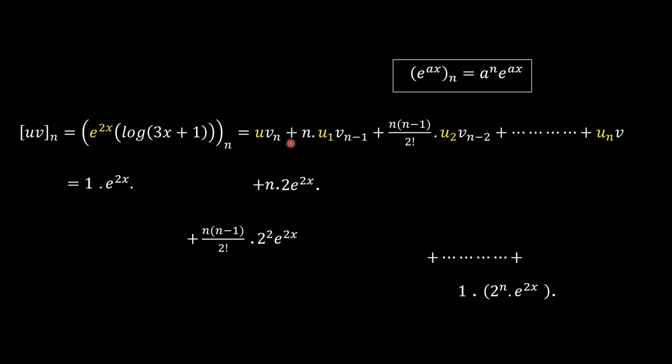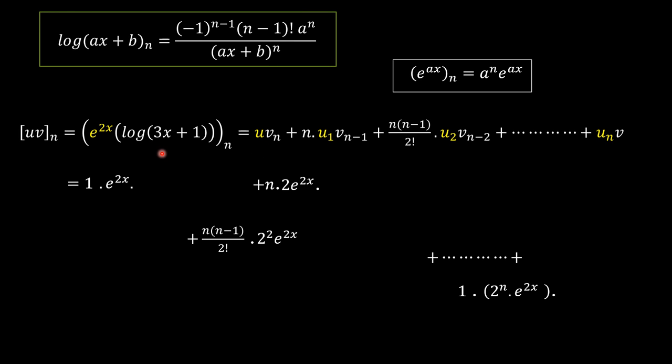Next, let me find the nth derivative of v. What is the v you have chosen here? V is log of 3x plus 1, right? Let me just compare it with the standard function log of ax plus b. What is the nth derivative of log of ax plus b? It is minus 1 to the power n minus 1 multiplied with n minus 1 factorial into a to the power n, that is the coefficient of x over here, a to the power n divided by ax plus b to the power n.